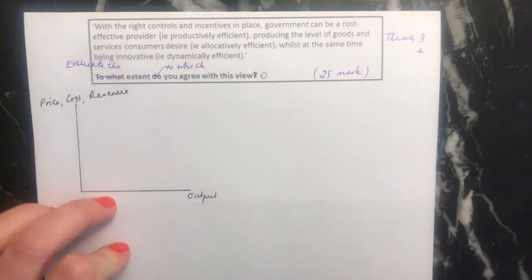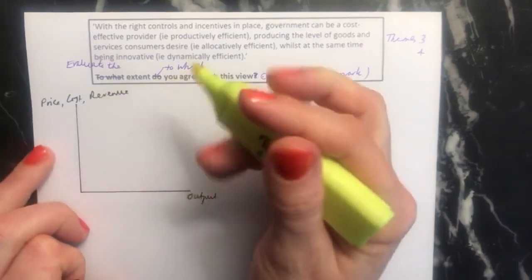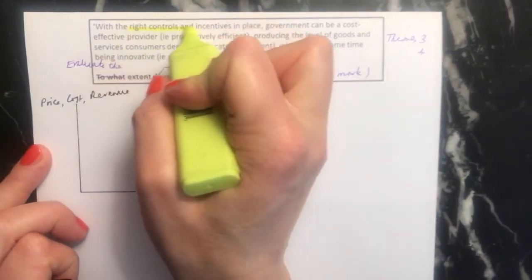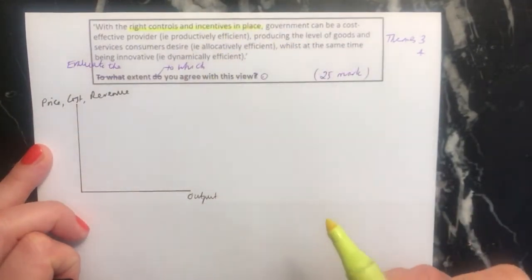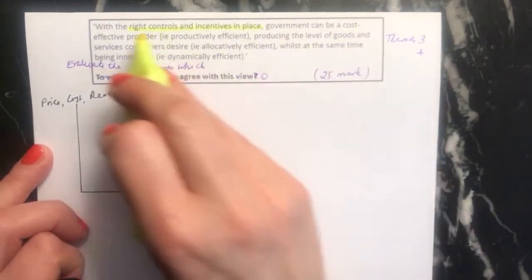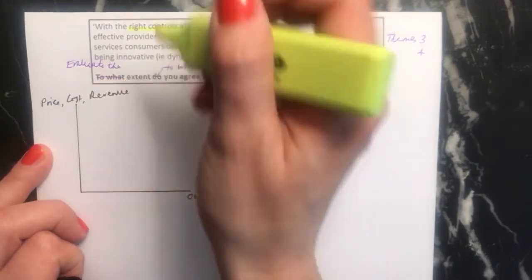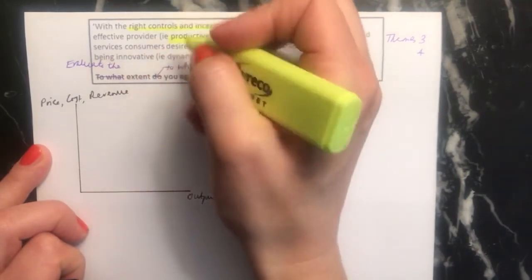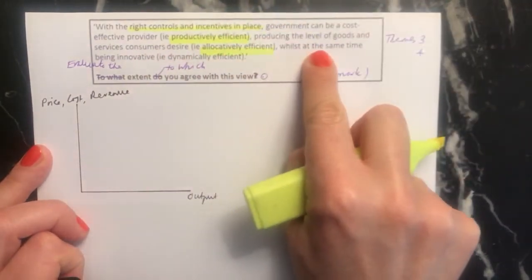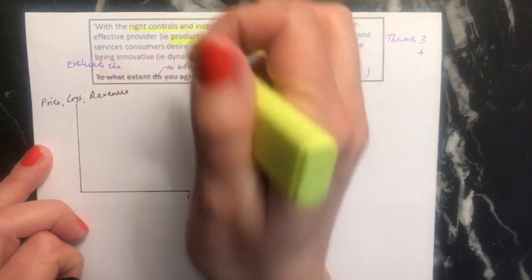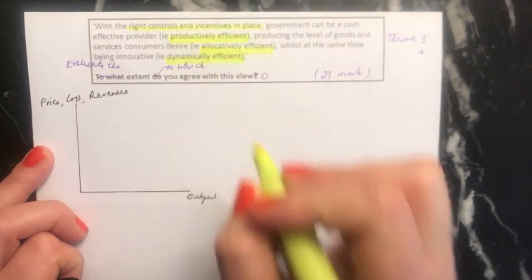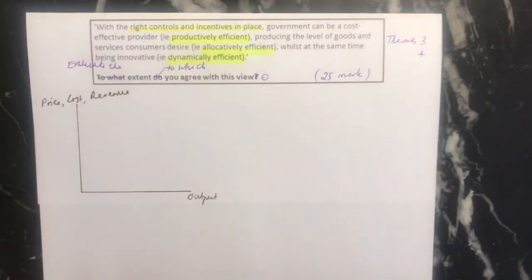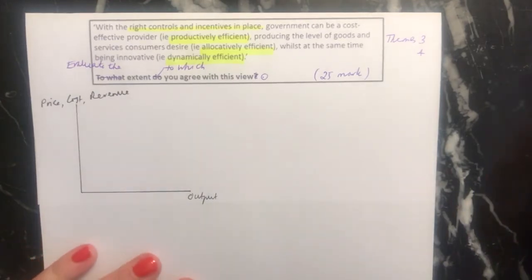And that would make this like one of the evaluate questions that you might get. Right, I'll talk you through the question first. With the right controls and incentives in place, question what that means, government can be a cost-effective provider, so they can be productively efficient, producing the level of goods and services consumers desire, that's being allocatively efficient, whilst at the same time being innovative, so being dynamically efficient. And we want to know whether we agree with this statement or not.